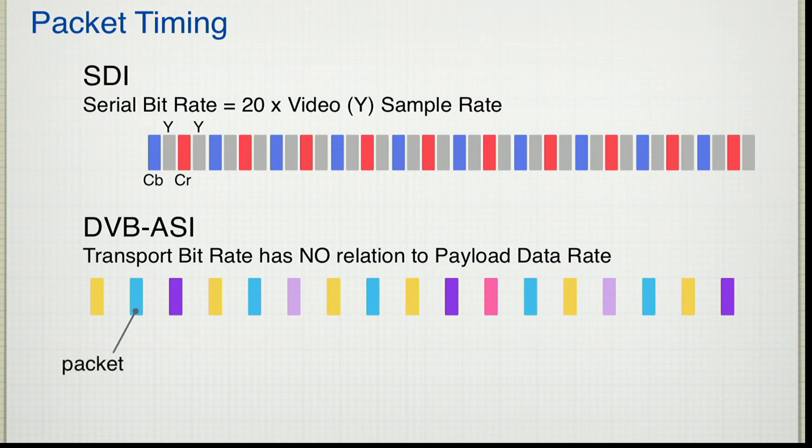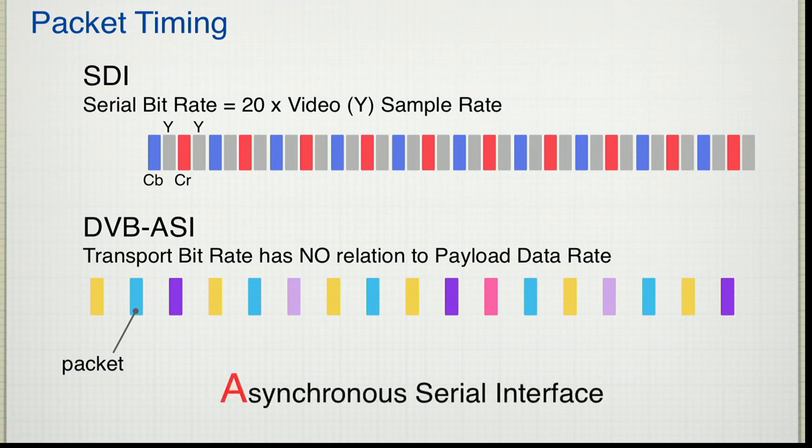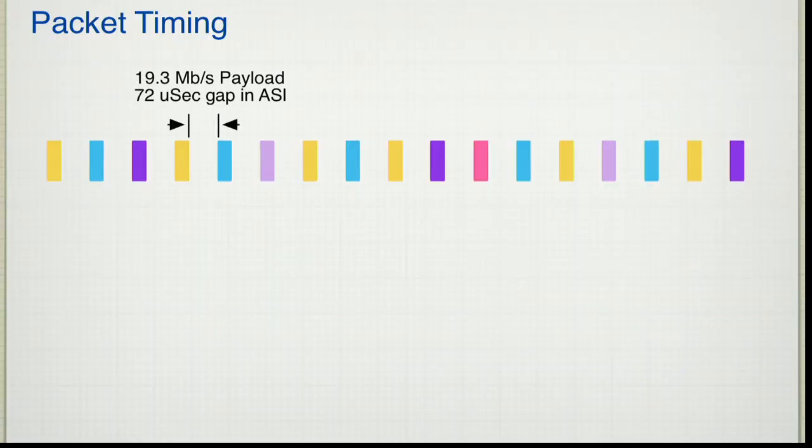Each individual packet is just traveling along, and there's a little bit of room, if you will, around that packet. That's why it's referred to as an asynchronous serial interface. That means that the elements that are riding on that transport clock have their own inherent frequency. Now, that means that if we look at the timing of the packets, the gap between packets, assuming a payload of 19.3 megabits per second, there's a 72 microsecond gap.